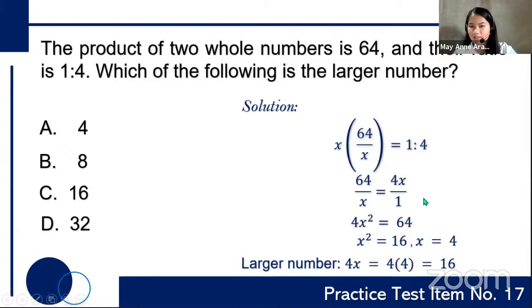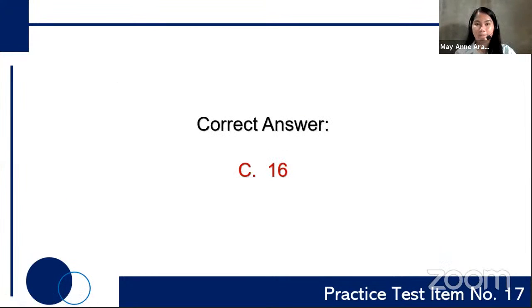The 4 times x, lagyan lang natin ng denominator para mas madaling mag-cross. So you have 4x times x is 4x squared equals 64. You divide both sides by 4, you have x squared is equal to 16. Get the square root of 16, which is 4. Since we need to know the larger number, multiply natin by 4 yung value ng x. So you have 4 times 4 is 16. So that is the answer. Letter C.